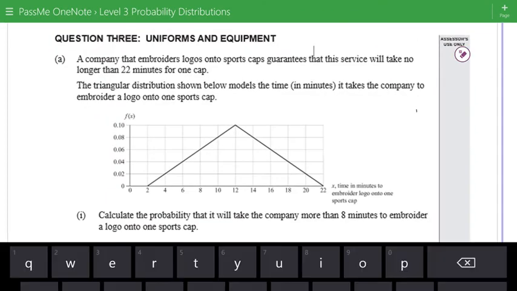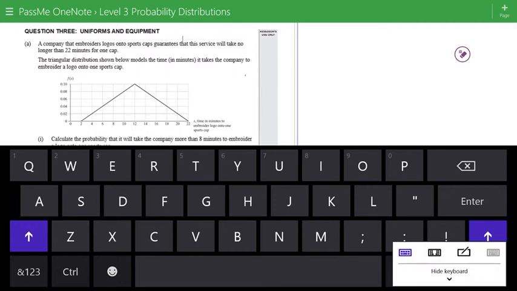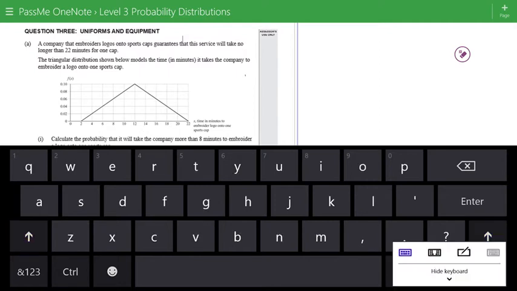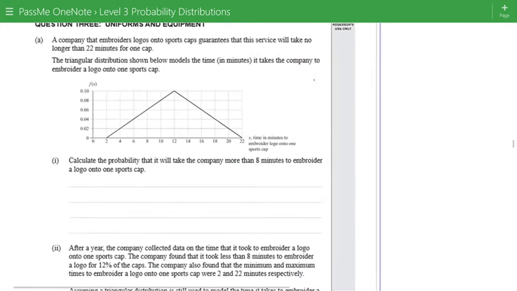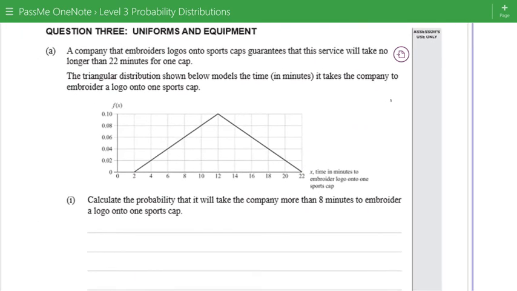Okay, here we go on to question 3, and we'll start with part A and go from there. So I'll let you pause and read this, and otherwise I'll get straight on with it.